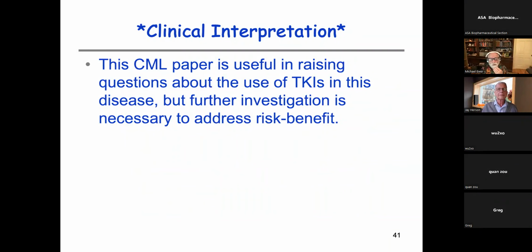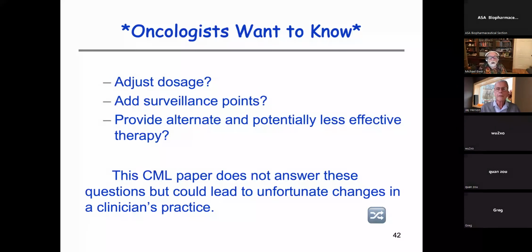You asked about the paper. Well, I think the paper is useful in raising questions about the use of TKIs, but certainly further investigation is necessary. We can think about some instances where fear of a cardiac event has interrupted meaningful therapy. What happens? Well, if the oncologist suspects a problem or is advised that there may be a problem, they can sometimes adjust the dosage and say, well, we better be careful, but adjusting the dosage from what the oncologist thinks is ideal could be detrimental.